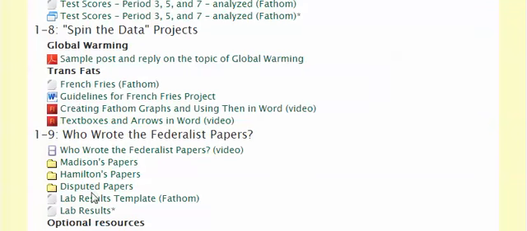project type sections. There are 2 projects offered in section 1-8. First time through, as a teacher, I would probably suggest that you do the global warming project. It's an online discussion, and there are sample post and reply here. And in the problem set's an explanation of what that is all about.